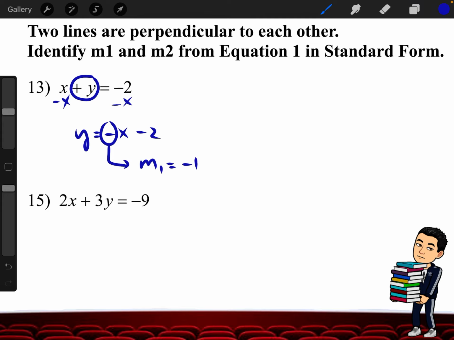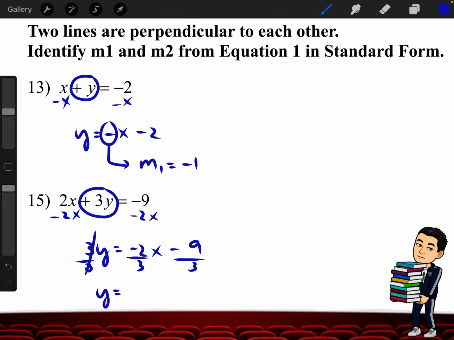Let's go ahead and isolate y for number 15. We're going to have to isolate 3y first, so subtracting 2x on both sides, I get 3y equals negative 2x minus 9. Then I'm going to divide by 3 on all three terms. So y is now isolated, equals negative 2/3 x minus 3. That's going to be my M1 for number 15, so it's going to be negative 2/3.